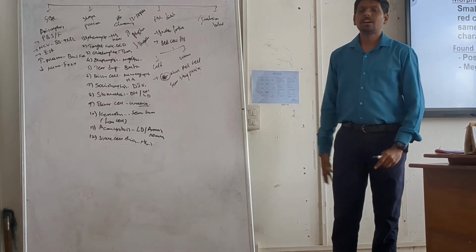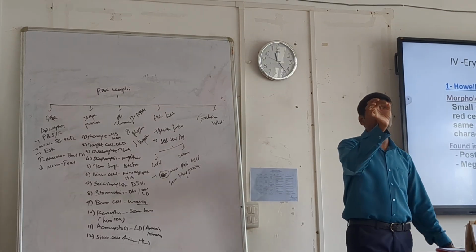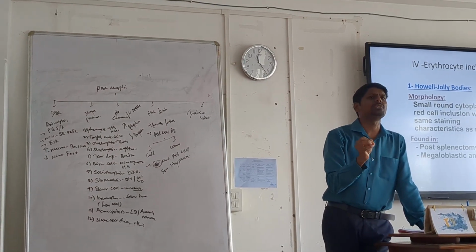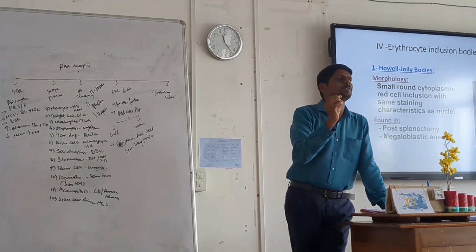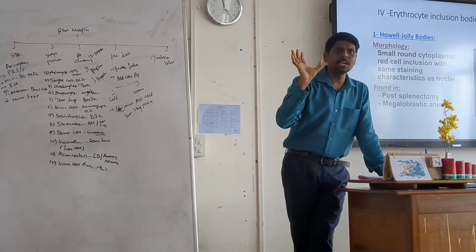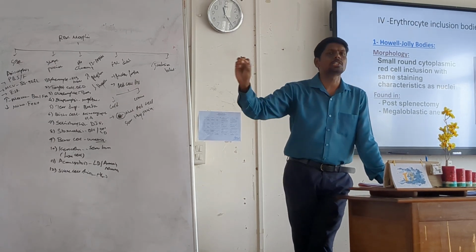Anyway, this is all about RBC distribution abnormalities. Clear? Last and final, inclusion bodies. What is the basic definition of inclusion body? A leftover residual material suspended within the cell is called an inclusion body, right? Each inclusion body is associated with various conditions.